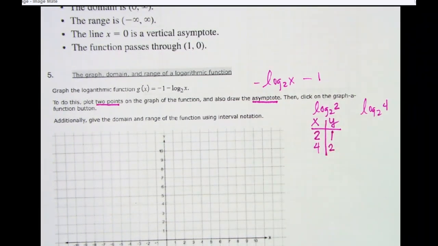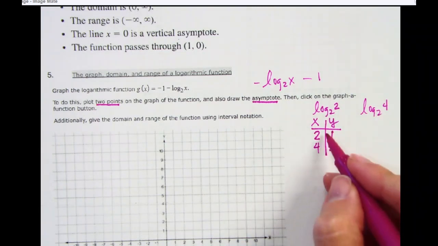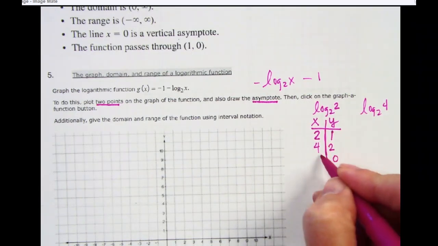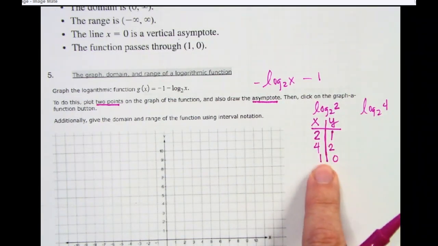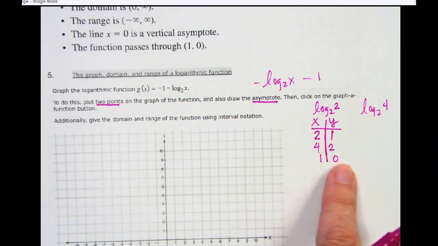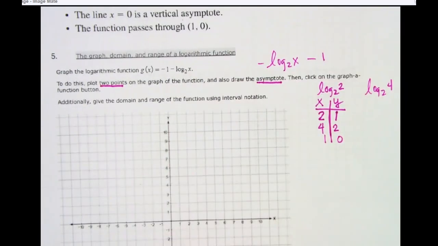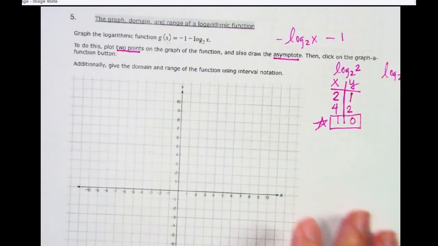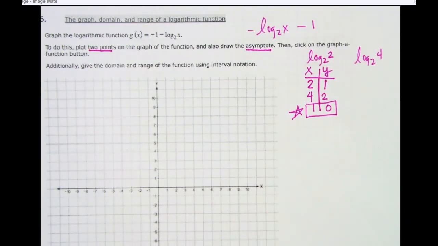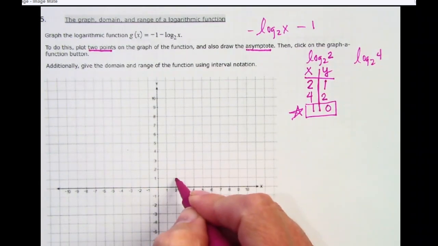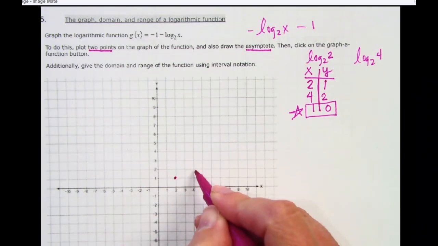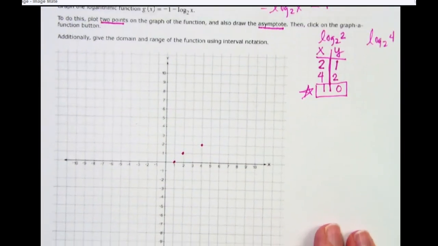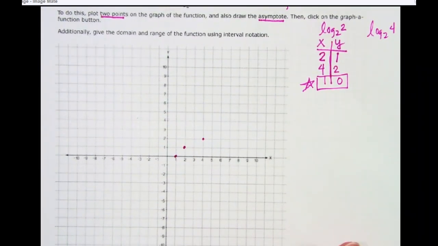One that will always show up, and it's only going to make us graph 2 points, but you can always use when y is 0, x will be 1. Okay? As your functions get bigger, like if we're finding out it goes off of the scale, this is one that you'll use every time. Okay, so if I plot those points, here is 2, 1. Here is 4, 2, and then I've got 1, 0.